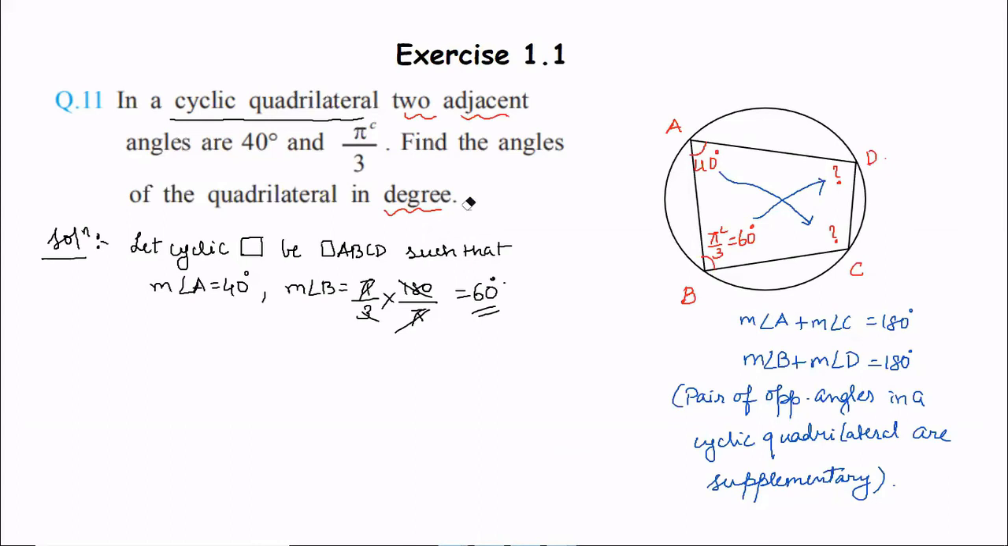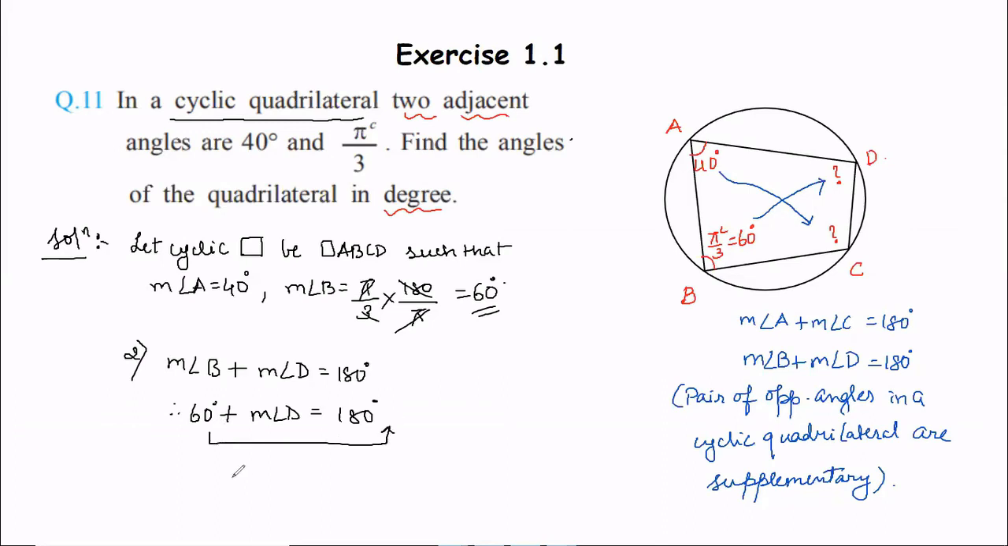I'll erase this. I hope you have noted it down. All right, the second step: measure angle B plus measure angle D is equal to 180 degrees. Therefore, 60 plus measure angle D is equal to 180. We shift 60 to the other side, so it gets subtracted from 180. Therefore, measure angle D is equal to 180 minus 60, which is 120 degrees. So that's the answer.